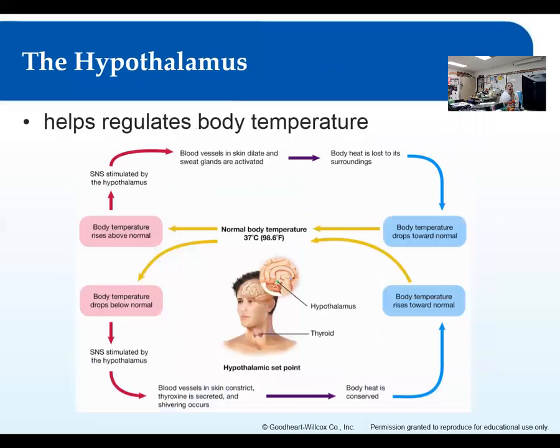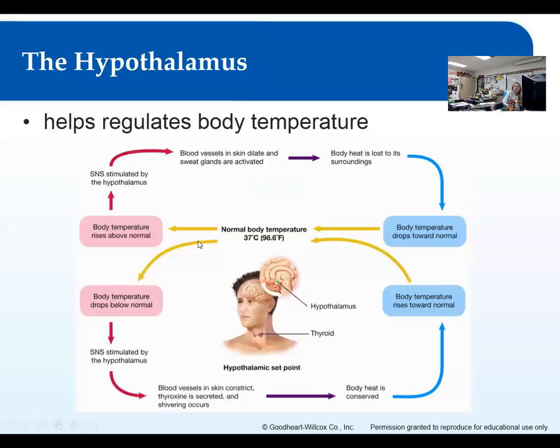The last one on here is the hypothalamus. Like I said, it's kind of like the president of the endocrine system. We just talked about it in the nervous system, but one of the other things it does is regulate temperature. Same way in here, we have normal body temperature. If the body temperature rises above normal, then the sympathetic nervous system is stimulated by the hypothalamus. Blood vessels in the skin dilate to release heat into the air, and sweat glands are activated to cool off the skin. So we lose body heat, and the body temperature starts dropping.